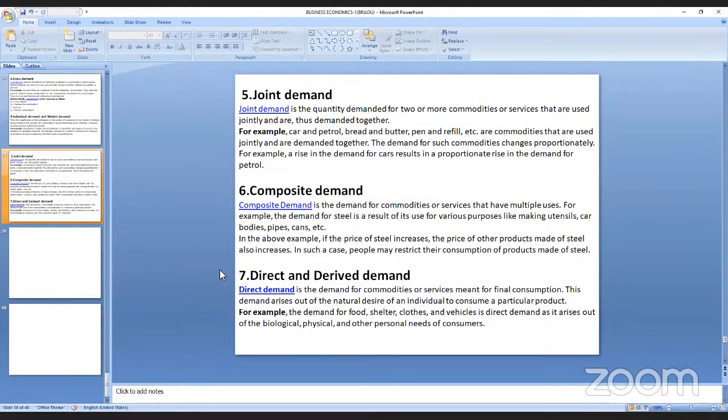No, ma'am. So tomorrow, what is the next topic, ma'am? Elasticity of demand. In that we have price elasticity, income elasticity, cross elasticity, promotional elasticity. So this is also important and a long question. Okay, ma'am. So tomorrow we'll complete the second block.